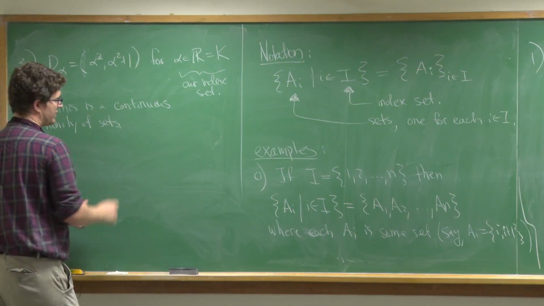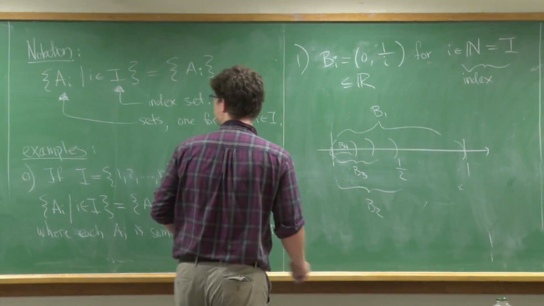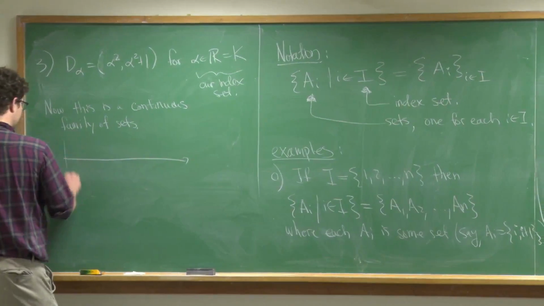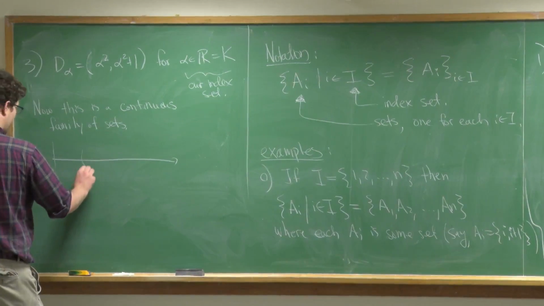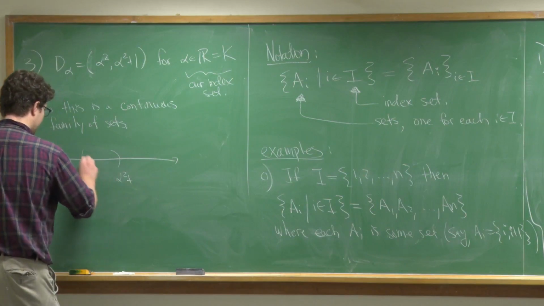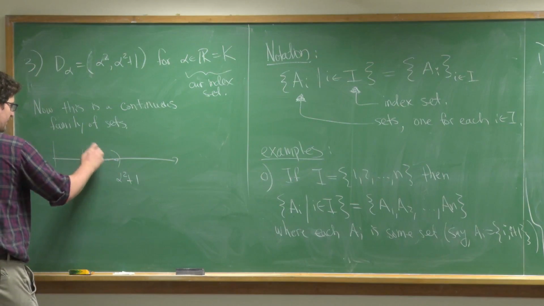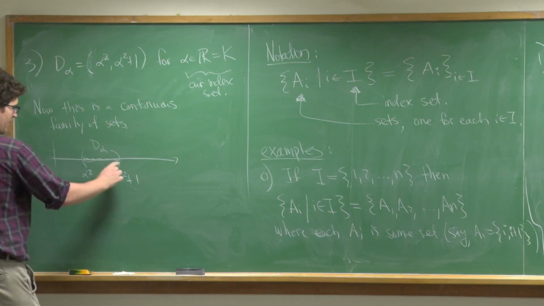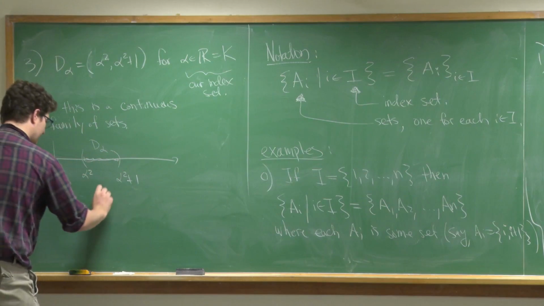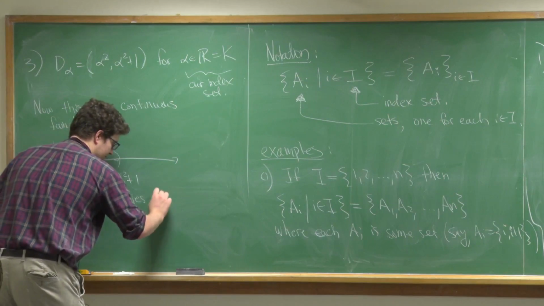And so you can see here these were kind of discrete, right? But now, let me try and draw this. So for a given alpha, you could have alpha squared here, and then alpha squared plus 1. But as you vary alpha, this whole set, this is D alpha, as you vary alpha, this thing will vary continuously. You see what I'm saying? So you have a whole thing that varies continuously.